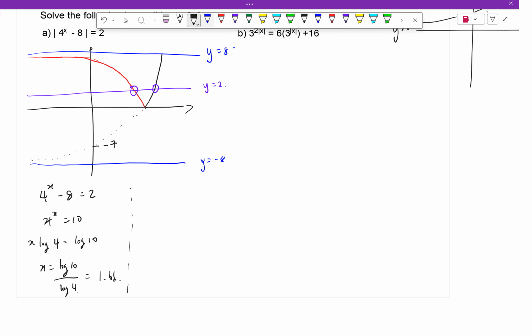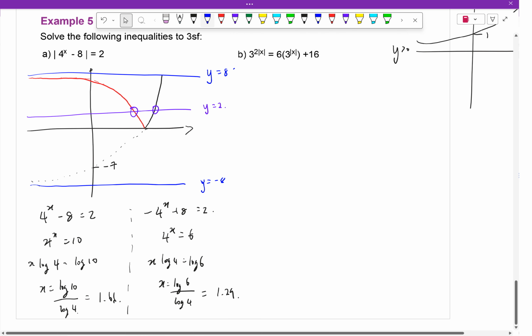Second case for modulus, it will be in sign flipping. So that results into our 4 to the power of x equals to 6. Okay, so we've got log 4 to the x equals to log 6, and then times x here. X is equals to log 6 over log 4 equals to 1.29. Here you go.